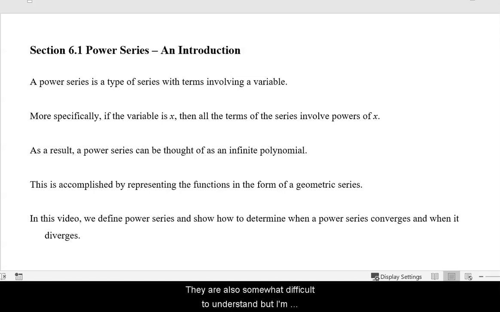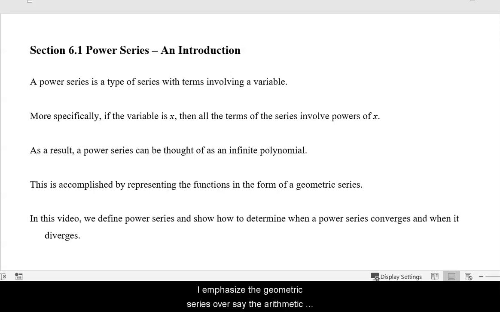They are also somewhat difficult to understand, but I'm going to try to break down what a power series is for you so that you can understand it on a conceptual level. If you understand the concept of what a power series is, it will make it much easier for you to do the homework and to understand how to apply the tools you're learning about power series to problems you've never seen before. Basically, a power series is based on the geometric series.